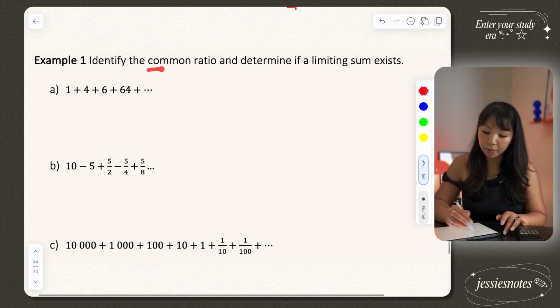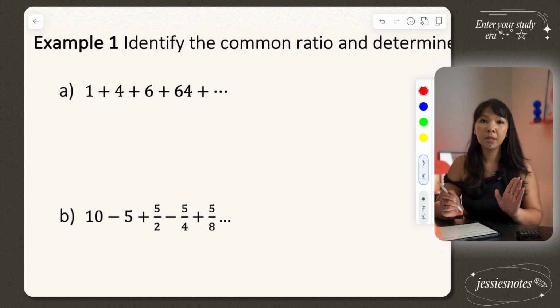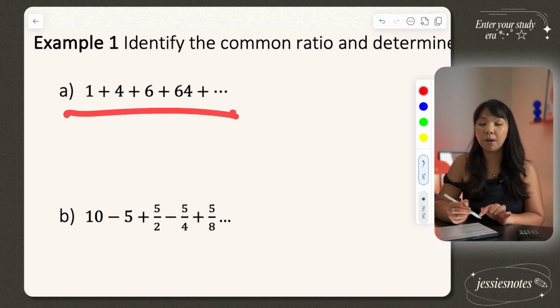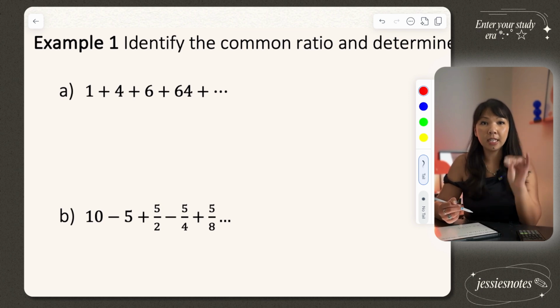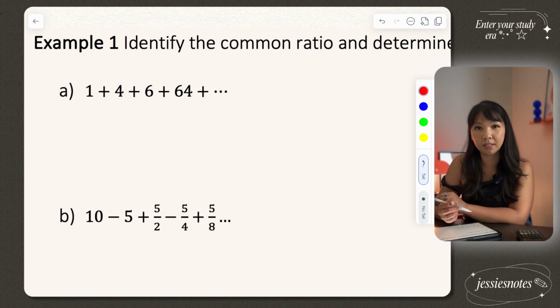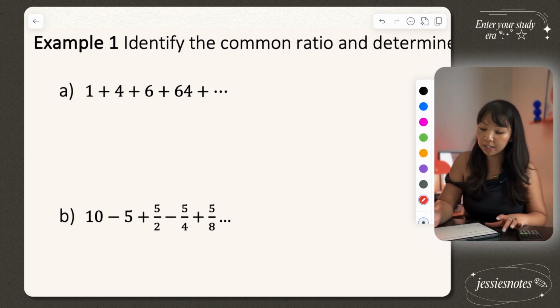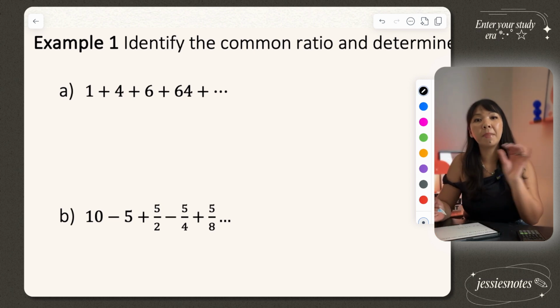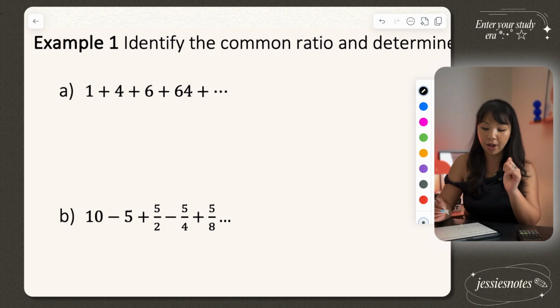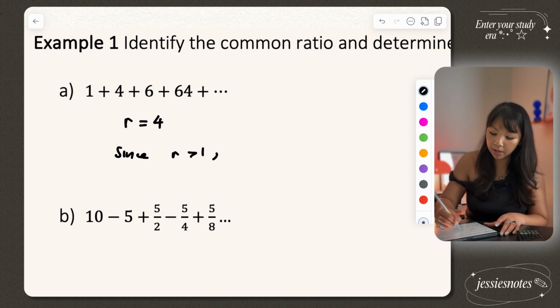Example 1, identify the common ratio and determine if a limiting sum exists. Okay, so first of all, before I even find the ratio, does this sequence look like it has a limiting sum? The way that you tell is if the sequence goes smaller and smaller towards 0, that is when you know it has a limiting sum. If you look here, the numbers are getting larger and larger. If I have an infinite number of these, they are definitely going to add up and give me infinity. So in this case, I'm going to say no, it does not have a limiting sum. But mathematically, if you want to say why, you have to identify its common ratio. So r is equal to 4. Since r is greater than 1, there is no limiting sum.